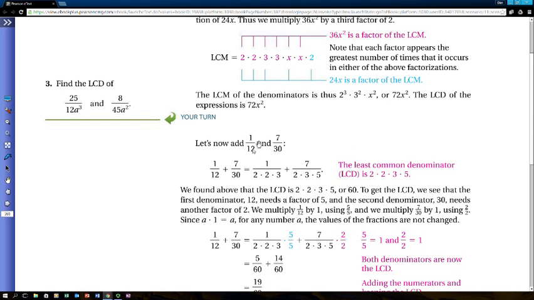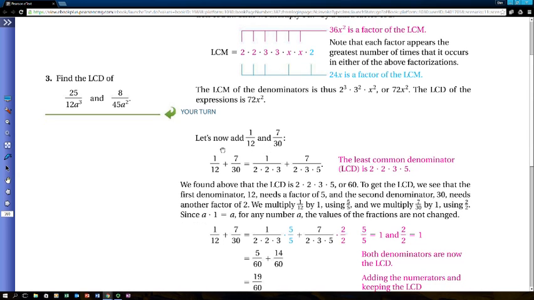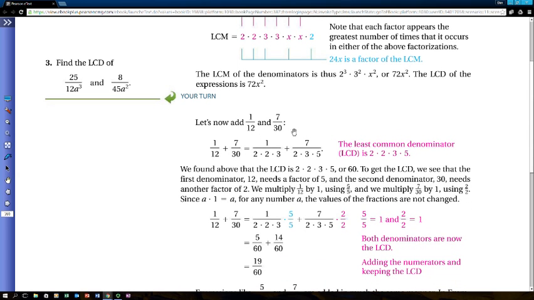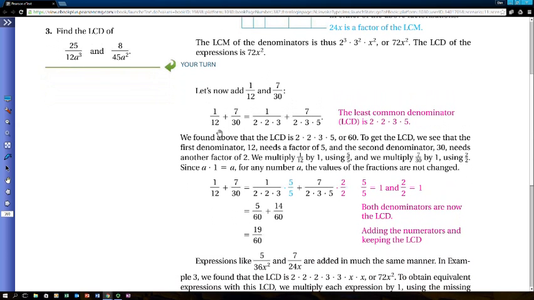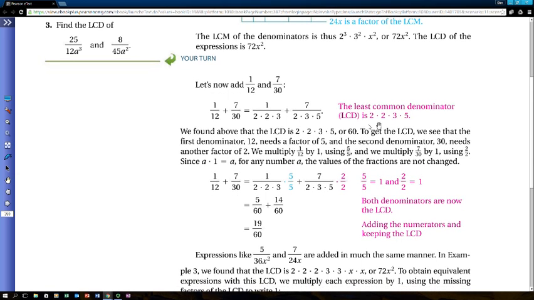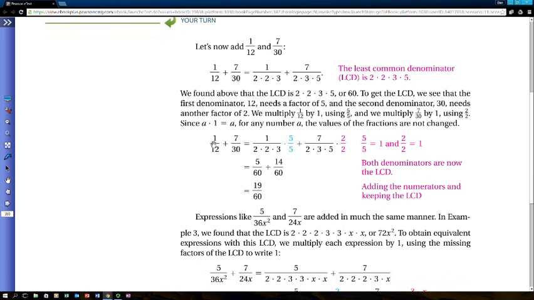Okay? Now they're jumping back to another problem here. So now let's add 1/12 and 7/30. Well, what we do is find the LCD between these two denominators, 12 and 30, and they go through that prime factorization, and we find out the LCD is 60. Well, that's what they're showing us here.